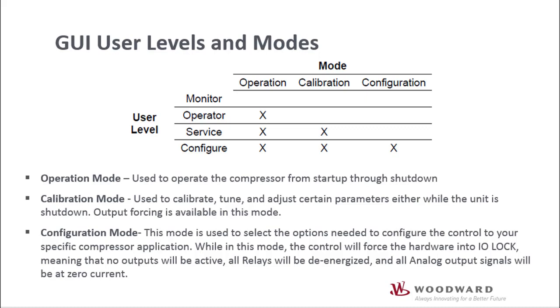Configuration mode requires the unit to be shut down and in IO lock, and that means that all outputs are de-energized. So analog outputs will be 0 milliamps and relay outputs will be in the de-energized state. Configuration mode is required to change any of the configuration parameters within the Vertex, and you must be logged in at least at the configure user level to access this mode.